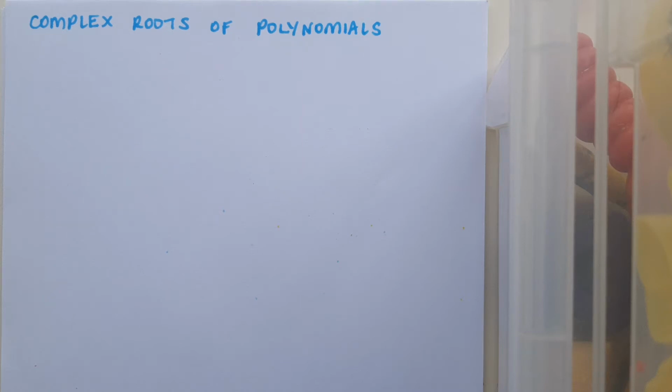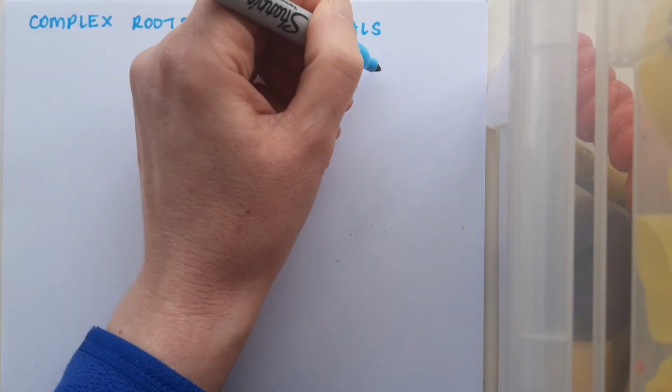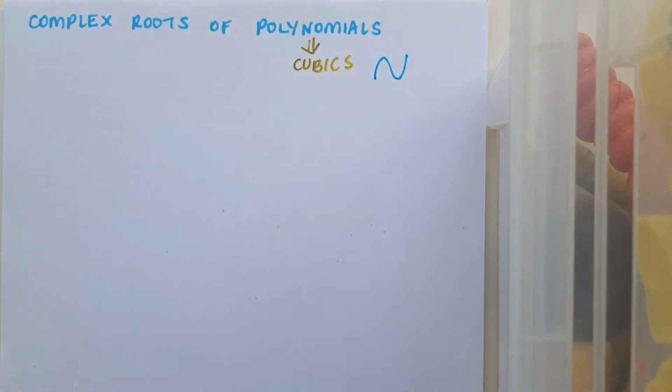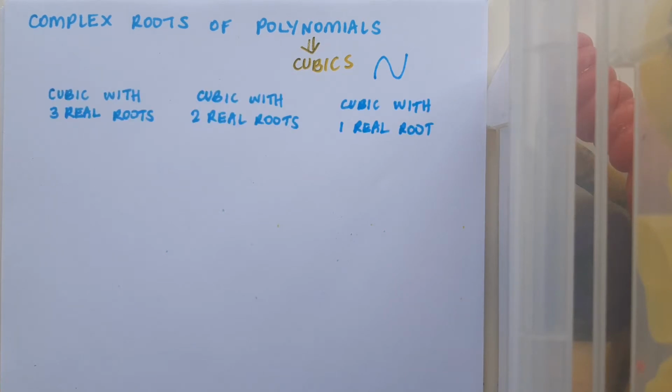This is a video on the complex roots of polynomials, and in this video I'm going to be focusing on cubic polynomials. So we've got a good idea how a cubic looks, and what I'd like you to start by doing is sketching each of the following situations. Can you sketch a cubic with 3 real roots, 2 real roots, 1 real root? Pause the video, make an attempt at these, and then play on and see how things go.